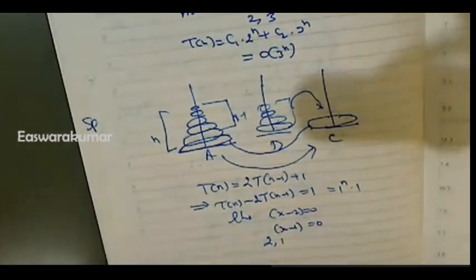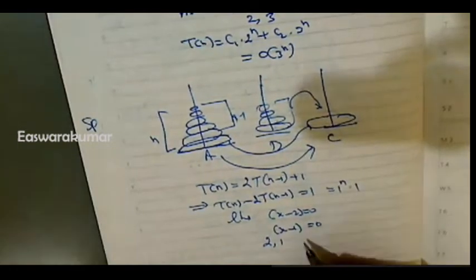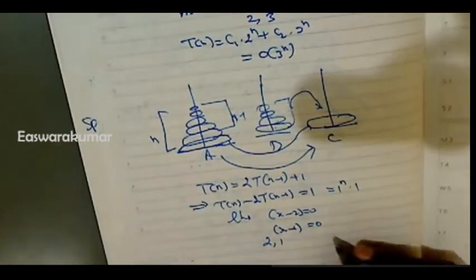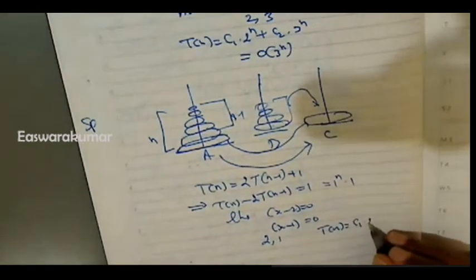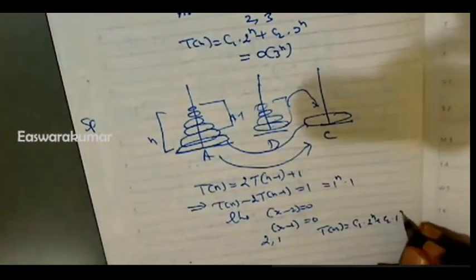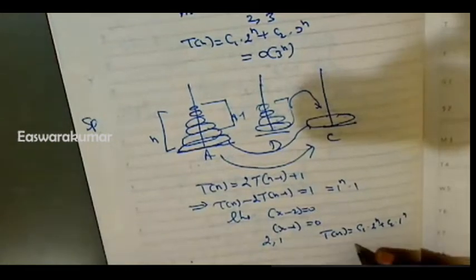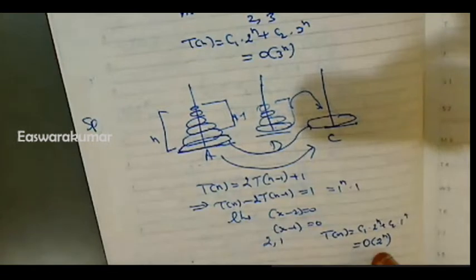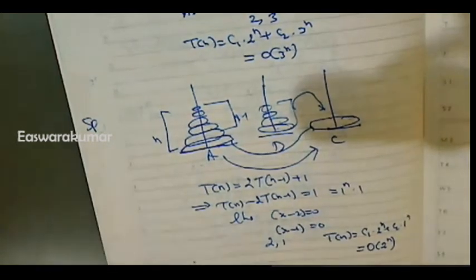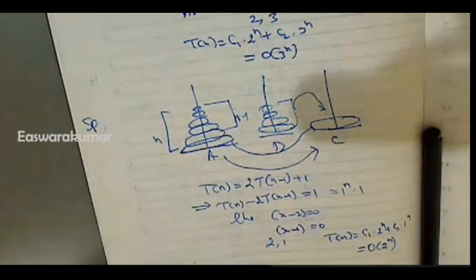The roots are 2 comma 1, and the roots are distinct. So T of n is equal to c1 into 2 power n plus c2 into 1 power n. 2 power n is larger, so it is order of 2 power n. So this is an exponential complexity. The Tower of Hanoi problem is of exponential complexity.